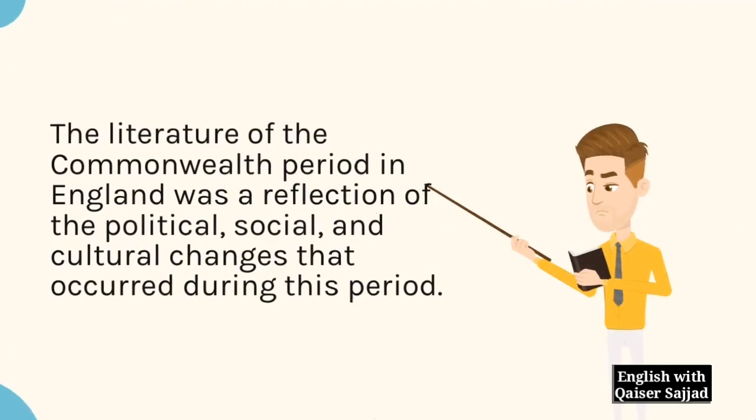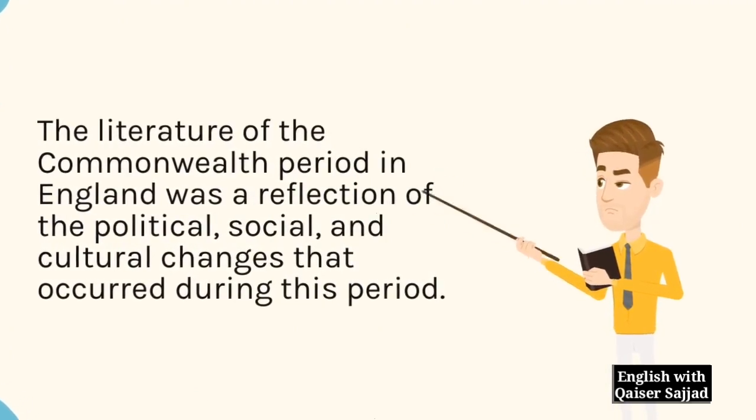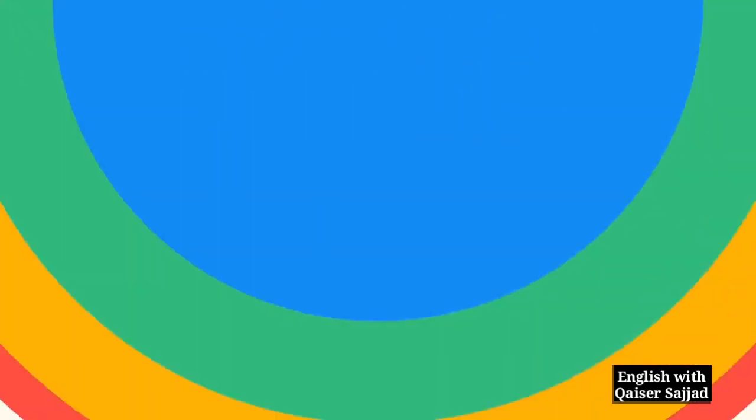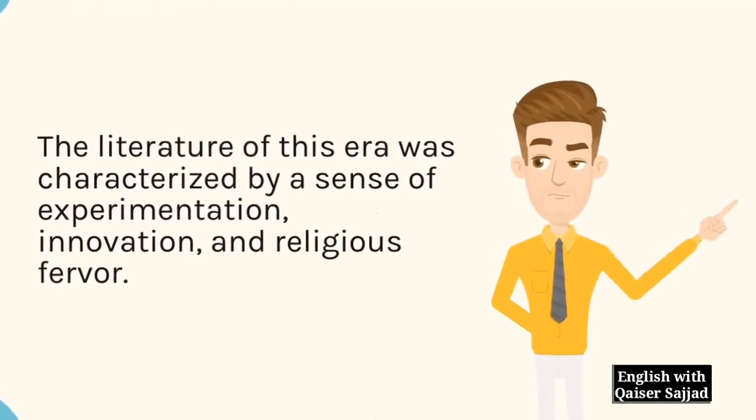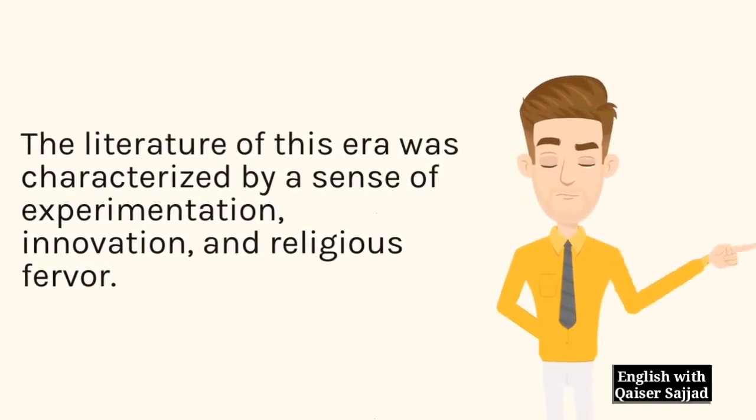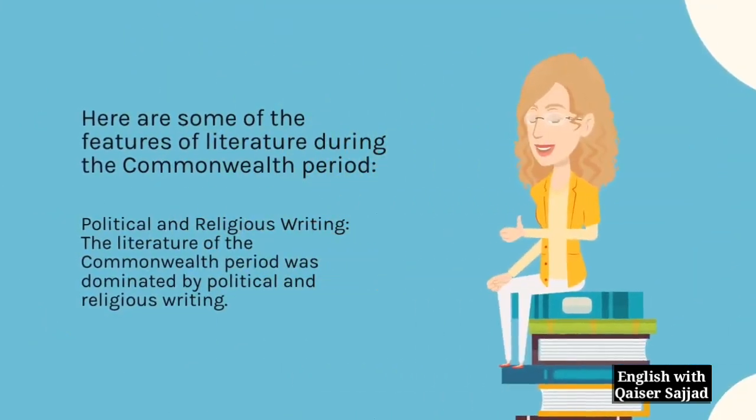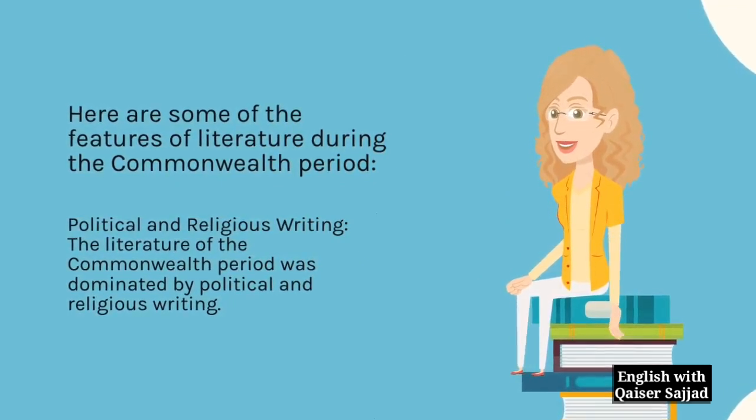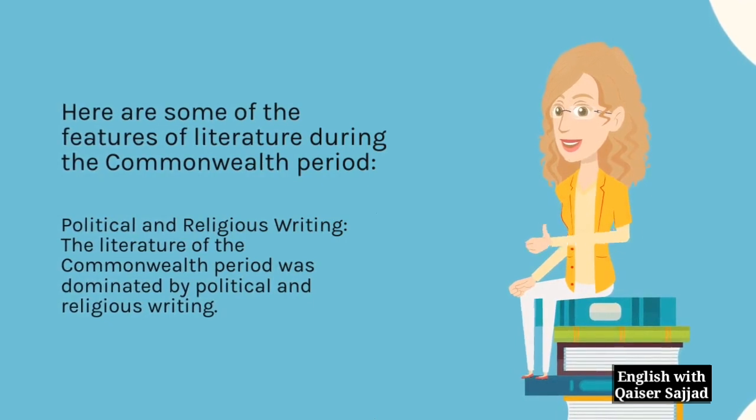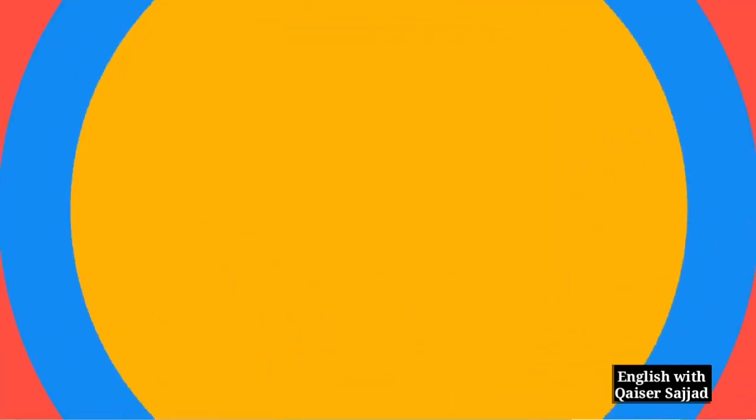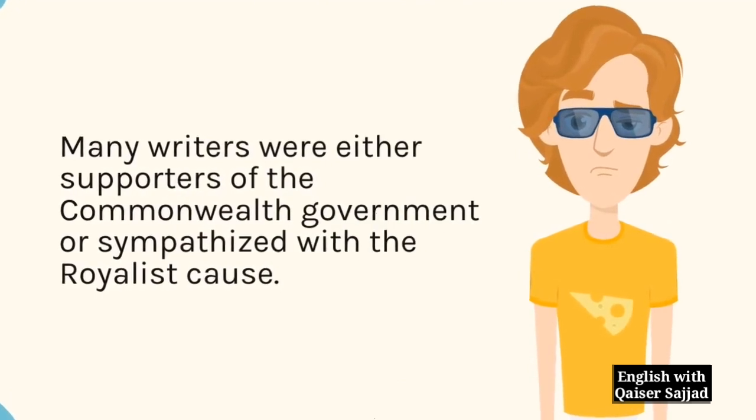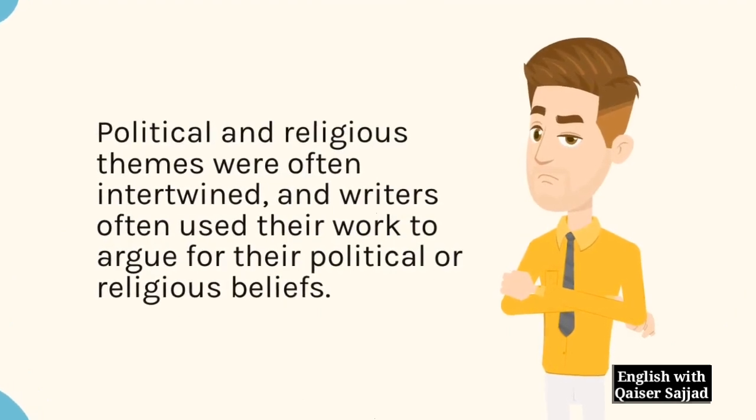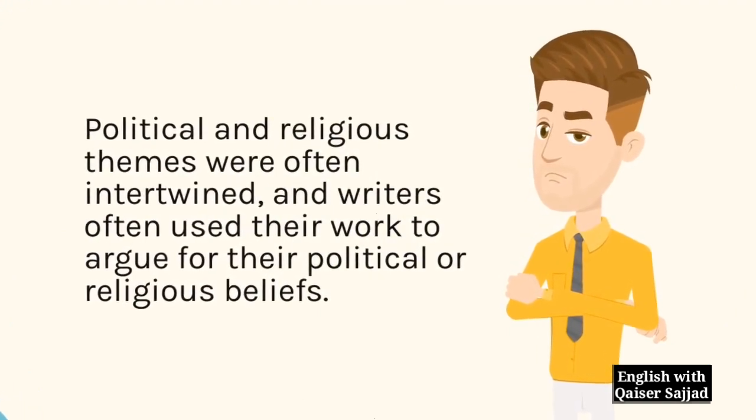The literature of the Commonwealth period in England was a reflection of the political, social, and cultural changes that occurred during this period. The literature of this era was characterized by a sense of experimentation, innovation, and religious fervor. Here are some of the features of literature during the Commonwealth period. Political and religious writing. The literature of the Commonwealth period was dominated by political and religious writing. Many writers were either supporters of the Commonwealth government or sympathized with the royalist cause. Political and religious themes were often intertwined, and writers often used their work to argue for their political or religious beliefs.